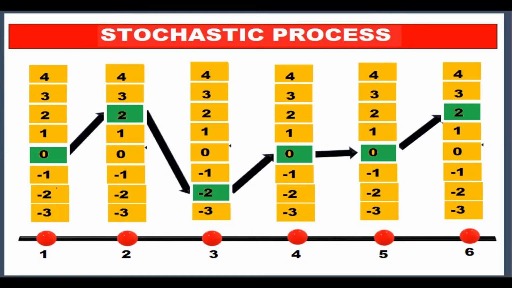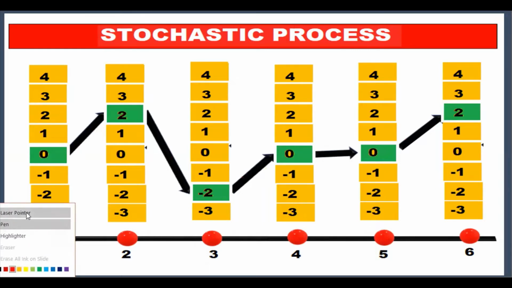I've taken here states -3, -2, -1, 0, 1, 2, 3, 4. In a stochastic process, the process can move from any state to any other state. There is no restriction at all. From 0 in this example, it goes to 2, then 2 to -2, -2 to 0, 0 to 0, same position, 0 to 2. And this is the timeline 1, 2, 3, 4, 5, 6. It can go from any state to any other state. There is no restriction at all.